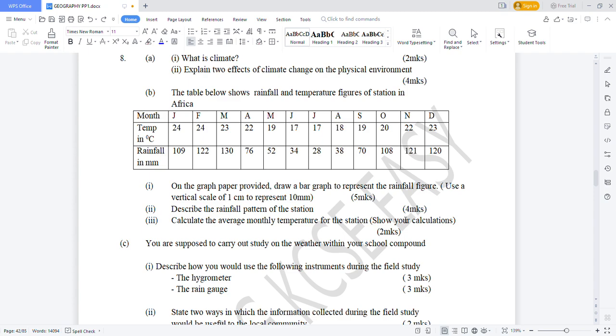Another one which is very clear from the table, it receives the maximum rainfall in March, which is 130 millimeters. Now we have talked about the maximum, then we can also talk about the lowest rainfall, the minimum. The lowest rainfall is received in the month of June, 28 millimeters.